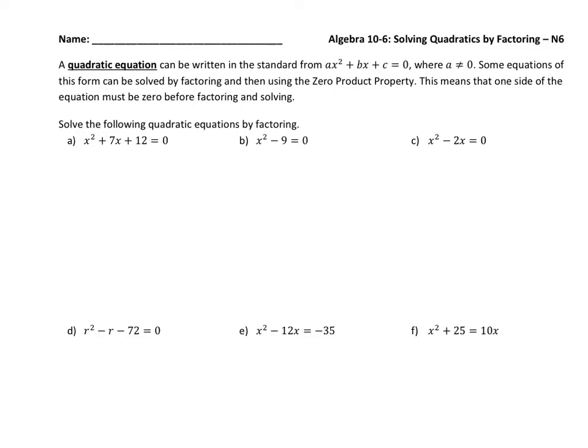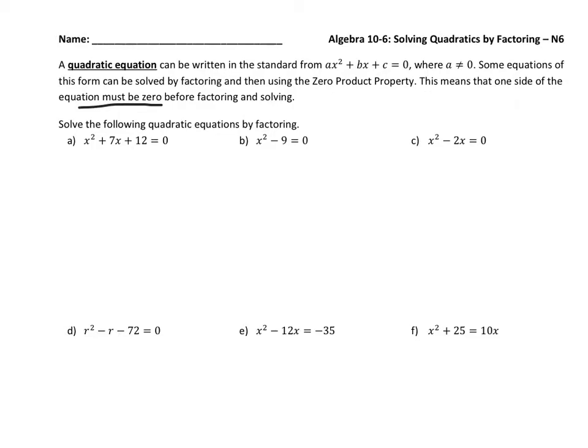Algebra Unit 10, Lesson 6, Note 6, Solving Quadratics by Factoring. A quadratic equation can be written in the standard form ax squared plus bx plus c equals 0, where a cannot equal 0. Some equations of this form can be solved by factoring and then using the zero product property. This means that one side of the equation must be 0 before factoring and solving. So the idea here is you want to get 0 on one side of the equal sign.